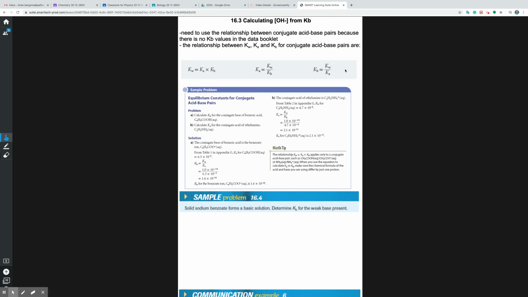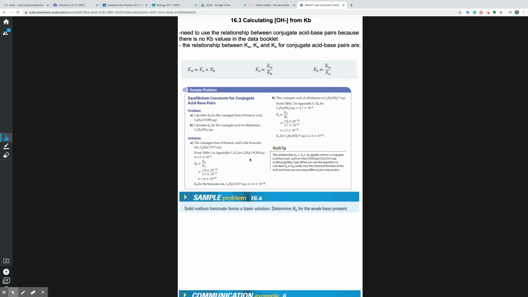So really this formula here is our main one. The general formula: Kw, which is the ionization of water, in your data booklet it's 1.0 times 10 to the negative 14, is equal to our Ka times our Kb. This is similar to pH plus pOH equals 14, except we use logs for that one, and we won't use logs for this one. Our Kb, this is the main one we're using, since we're usually given a Ka in our data booklet, is just our Kw divided by our Ka.